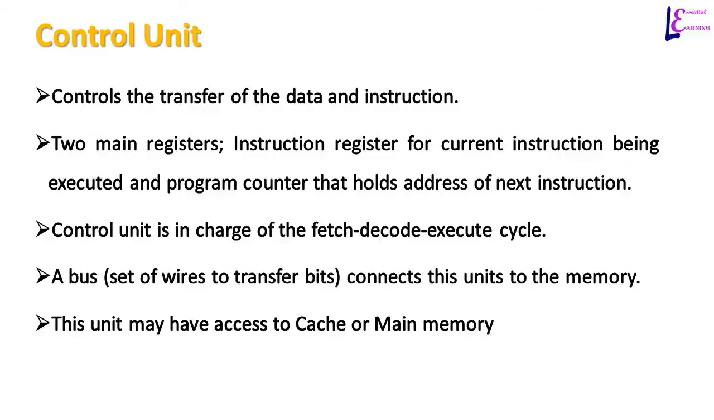The control unit, as its name suggests, controls the transfer of data and instructions. This unit contains two main registers, the program counter and the instruction register. The program counter holds the address of the next instruction to be fetched from memory. The instruction register holds the current instruction which is to be executed by the processor. The control unit is in charge of the fetch, decode, execute cycle. We will learn about this cycle in a different video. The control unit is connected to memory by a set of wires called a bus. A bus is used to transfer data between the processor and memory.